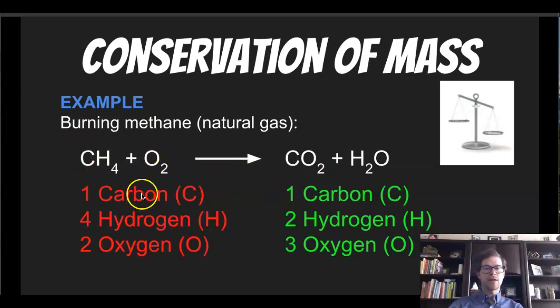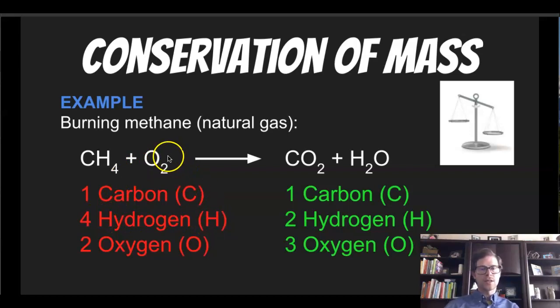Now let's examine how many of each element are on both sides. So we've got the reactant side on the left and the product side on the right. So on the reactant side, how many carbons do we have? Well, I don't see any subscripts or coefficients, so I only have one carbon. I'm going to write that down right there. How many hydrogens? Well, I see a 4 subscript. And there's none over here, so I'm going to write 4 hydrogens.